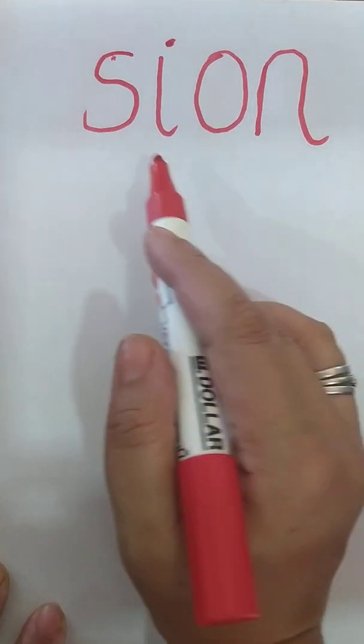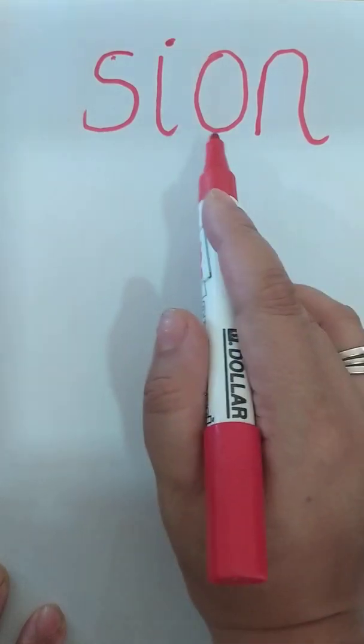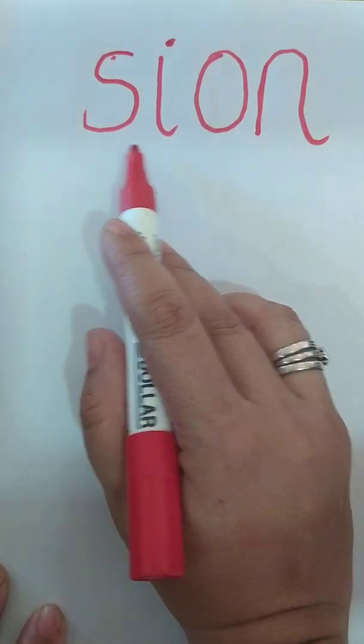Good morning, Year 2. This week's phonics lesson, we're going to look at the sound "shun". We pronounce it as "shun", although it's spelled with an s, i, o, and an n. It's "shun".